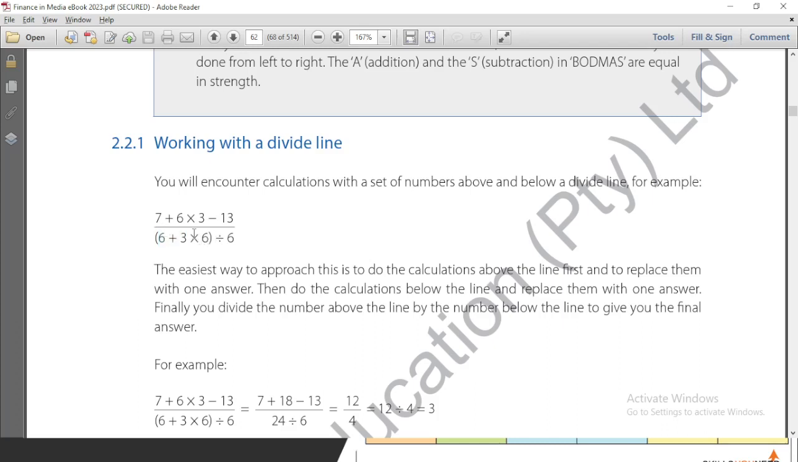But under this scenario we only have one bracket and nothing inside brackets, so we look for of, and then we don't have it, we look for division, we don't have it, we look for multiplication, we do have.